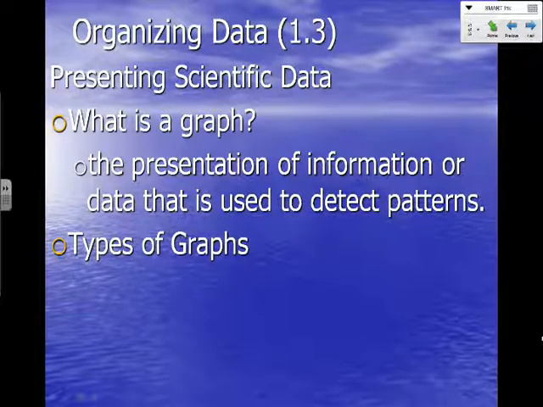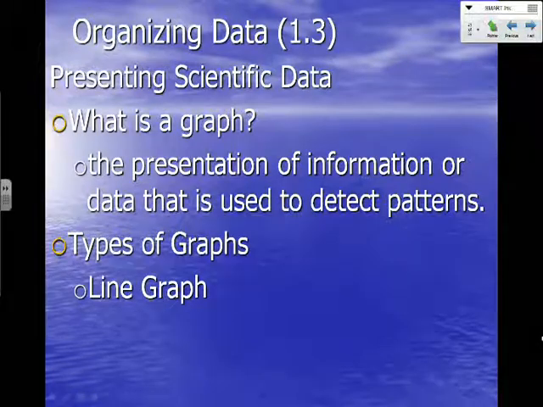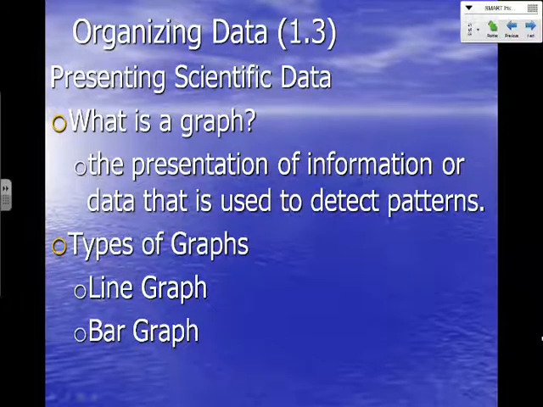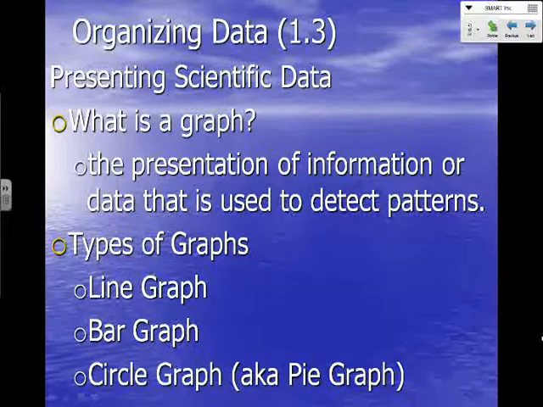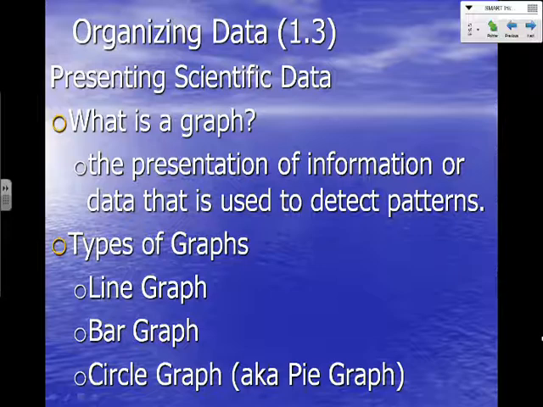There are three types of graphs we're going to discuss today. One is line graph. The second is bar graph, and lastly is circle graph, but it can also be called pie graph. You can use either one of these terms interchangeably. Just make sure you're familiar with both terms, so whichever one is used, like on the end of course test or on my test, you're familiar with it. Now, each graph is used for a different purpose, and so we're going to talk about them individually now.